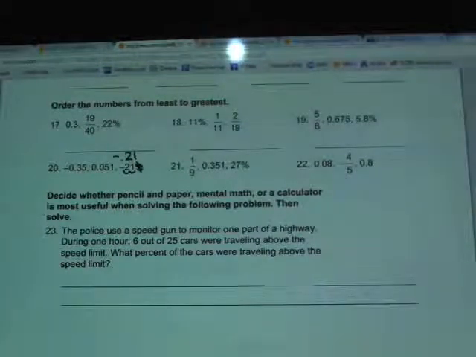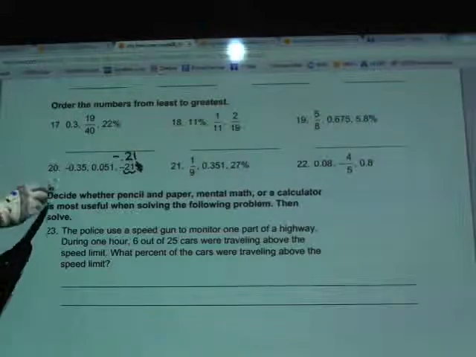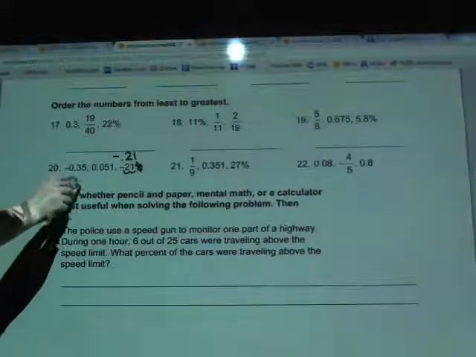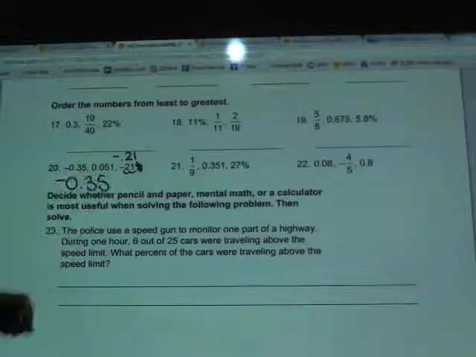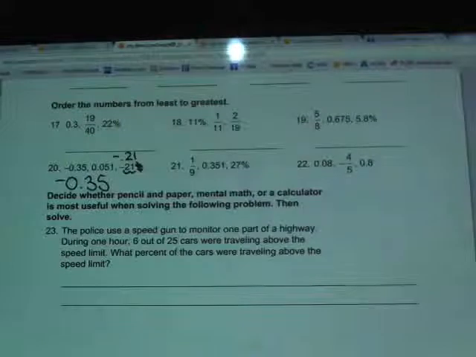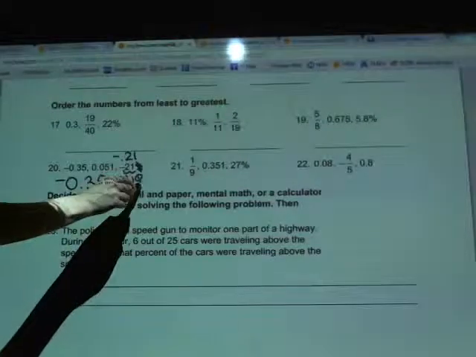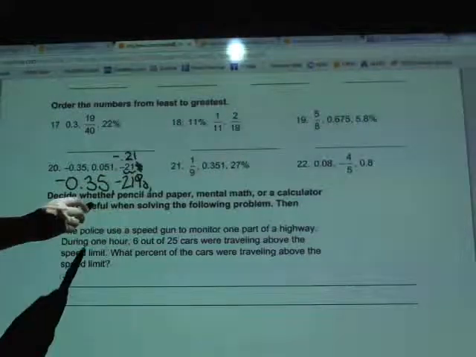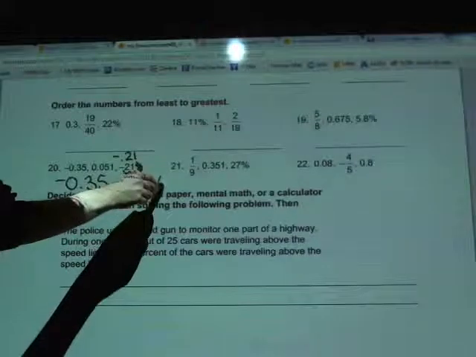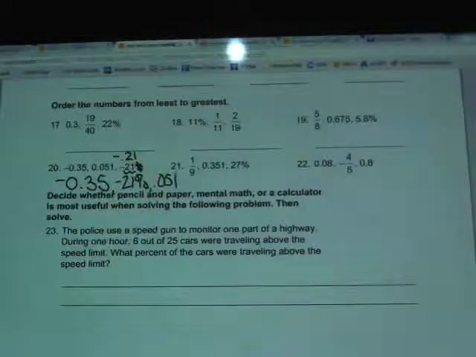All right, so now I'm going to put these in order from least to greatest, so smallest first. The thing that's furthest away from 0, because we have negatives here, is going to be this negative 0.35 first. And then, of course, the other negative has got to be next, because the other number is positive, and positives are always going to be bigger than negatives. So this thing that started off as negative 21% is next, and then 0.051 is obviously the largest choice.